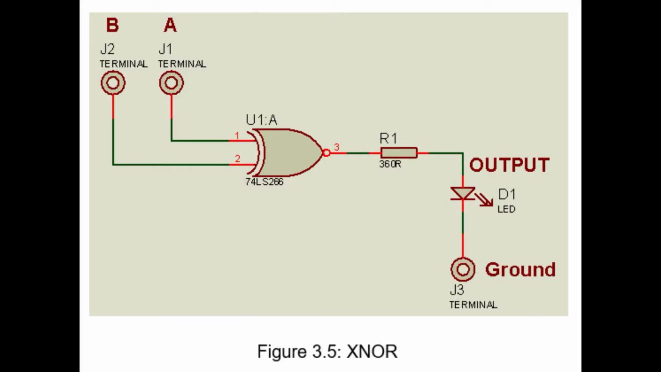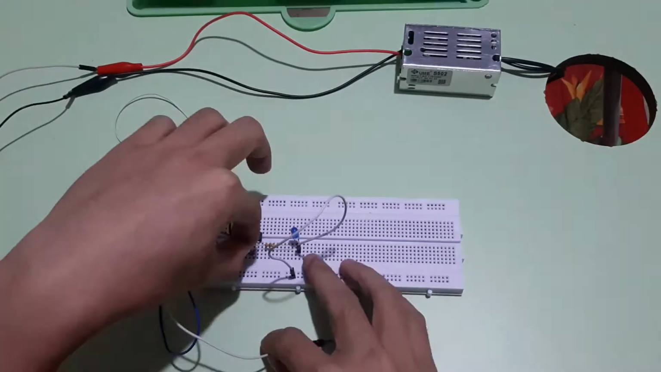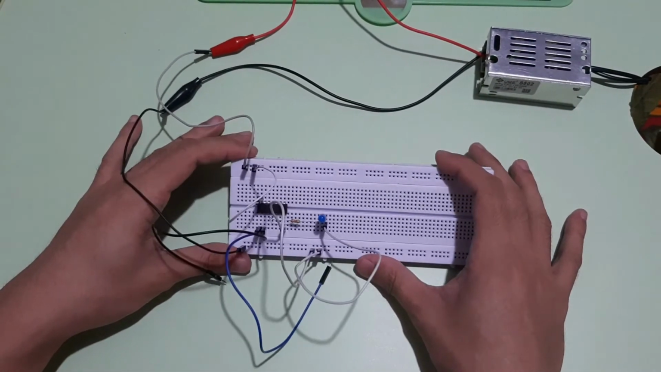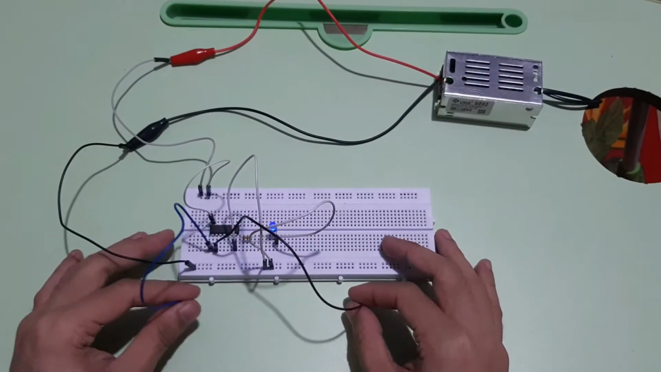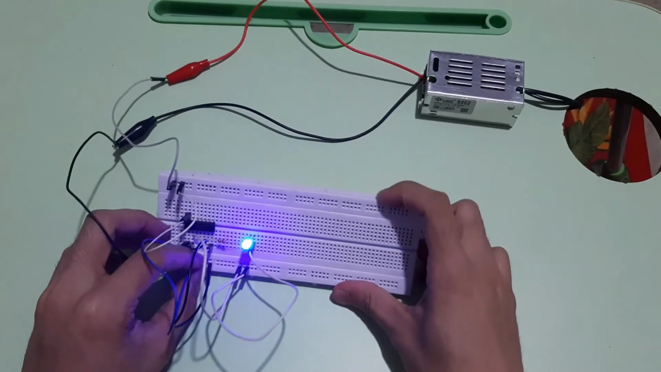Now let's create the circuit. Now here's our XNOR gate circuit. Now let's test. If all input is 0, the output is 1.